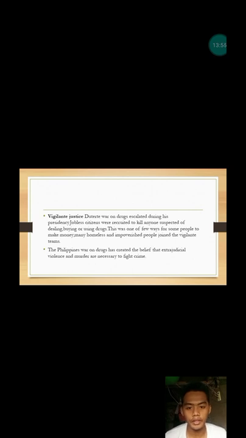Vigilante justice. Duterte's war on drugs escalated during his presidency. Jobless citizens were recruited to kill anyone suspected of dealing, buying, or using drugs. This was one of few ways for some people to make money. Many homeless and impoverished people joined the vigilante teams.